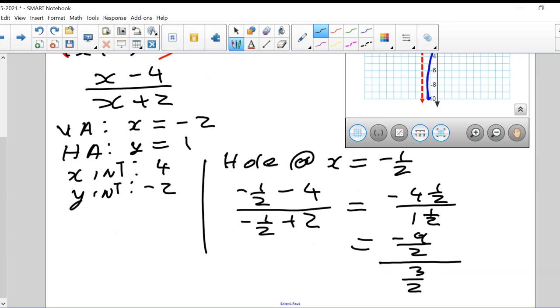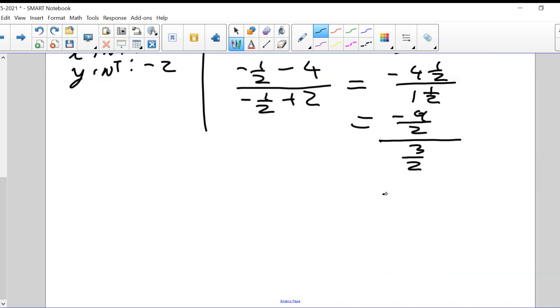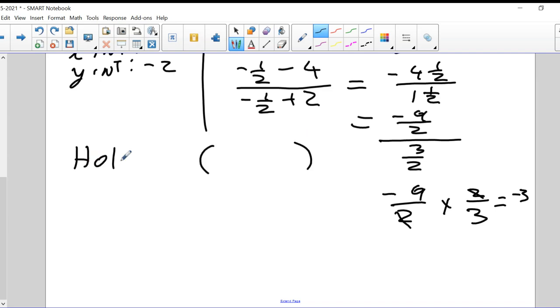Just reminding you that when I divide a fraction by a fraction, I can multiply the top by the reciprocal of the bottom. So that would be minus 9 over 2 multiplied by 2 over 3. I'm taking the bottom of the fraction, which is 3 over 2, flipping it over and multiplying it. The 2s will cancel. Minus 9 divided by 3 is minus 3. So here is my coordinate. Here is where the hole is. The hole is at minus a half, minus 3.